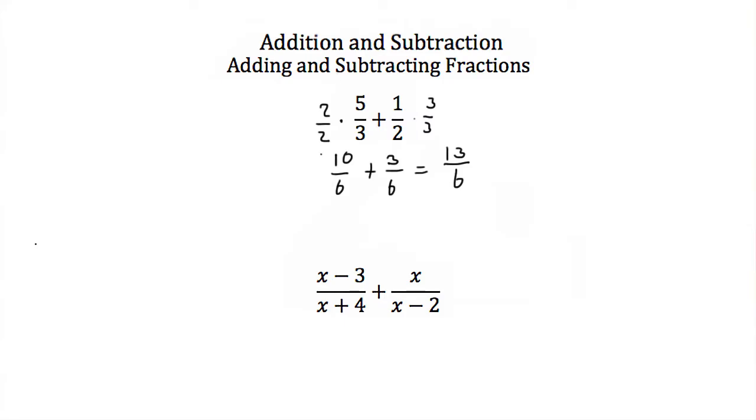Well, the same thing works when we're adding or subtracting rational functions. If I wanted to add (x minus 3) over (x plus 4) to x over (x minus 2), I would have to find a way to give these two rational functions a lowest common denominator. And to find the lowest common denominator, I would first have to find the least common multiple of x plus 4 and x minus 2.